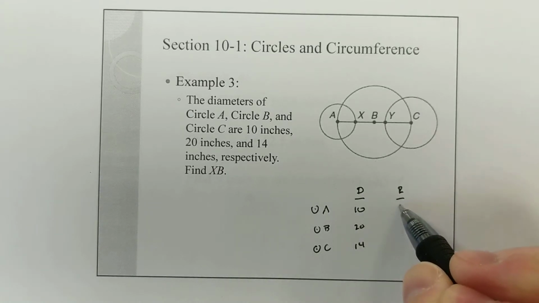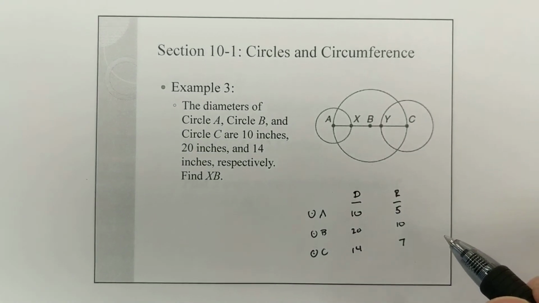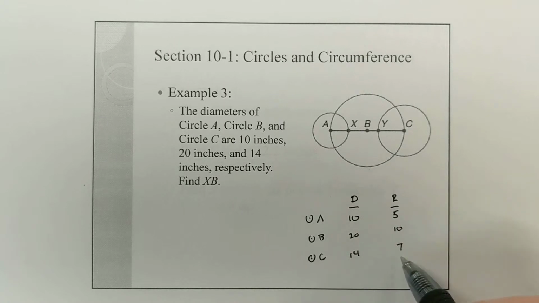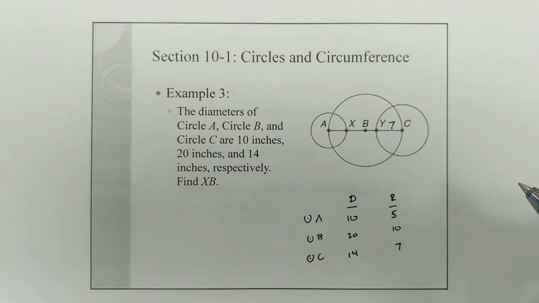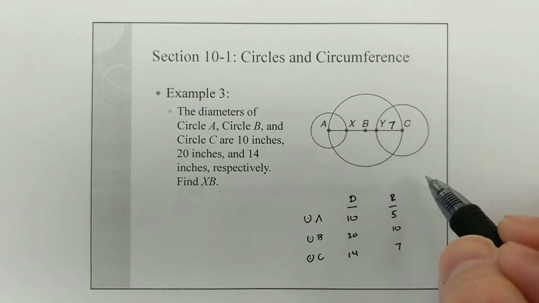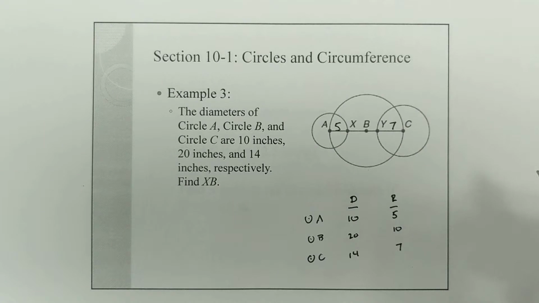And then I'm going to figure out the radiuses. So 5, 10, and 7. Because that's going to let me fill in some values here. So if circle C, for example, has a radius of 7, I know YC has to be 7, center to the edge. Same thing, AX is going to have to be 5. And I want to know XB.